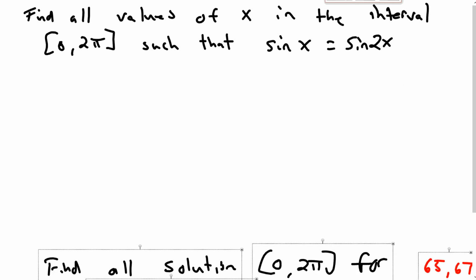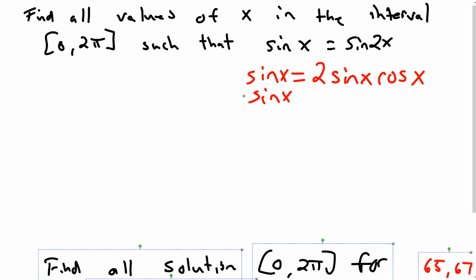Okay, so here's the first one, sine x equals sine 2x. So we're going to rewrite this using our identities. So we'll take sine of 2 times an angle. It's 2 sine x cosine x equals sine x. And then since we're solving here, we can go ahead and move stuff to either side. So we're going to subtract sine x on both sides.